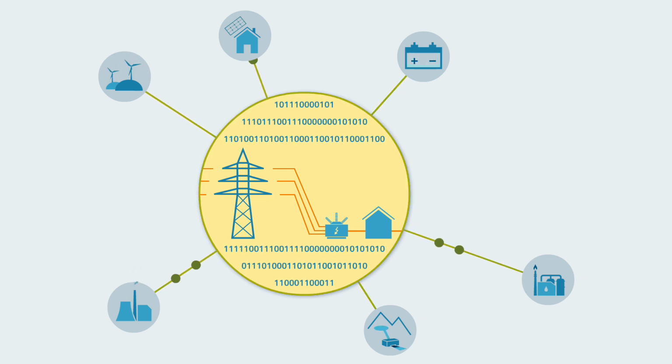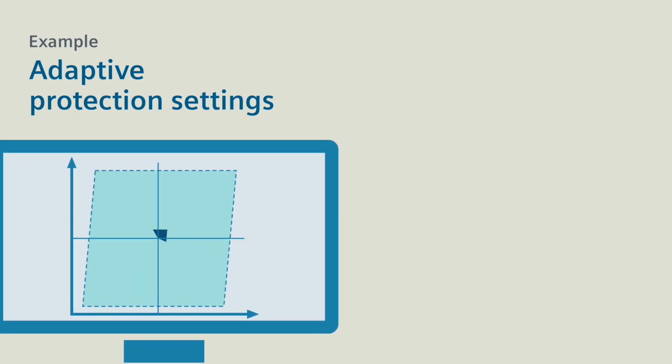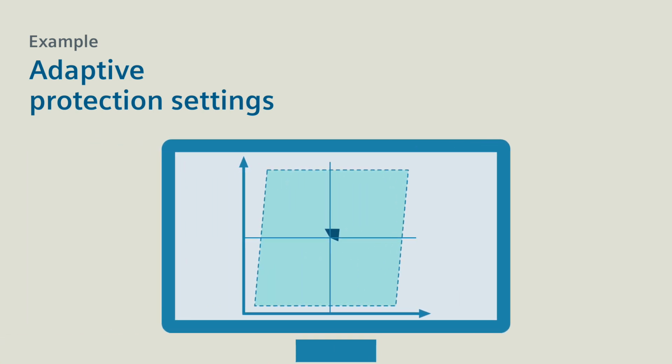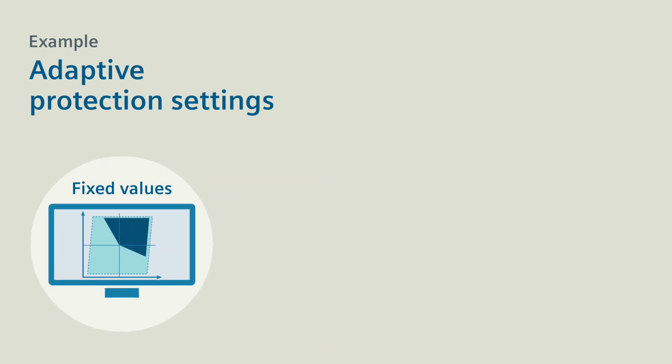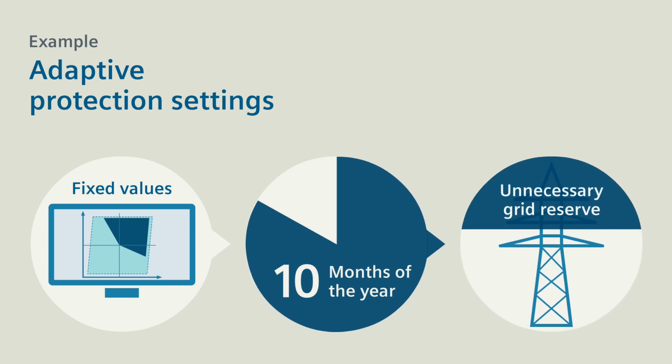For when it comes to automation, monitoring, and protection of a substation, digital technology really comes into its own. Example, adaptive protection settings. Traditionally, protection settings and limits are always calculated for the worst-case scenario. These fixed values lead to unnecessary and unused grid reserves in more than 10 months of the year.